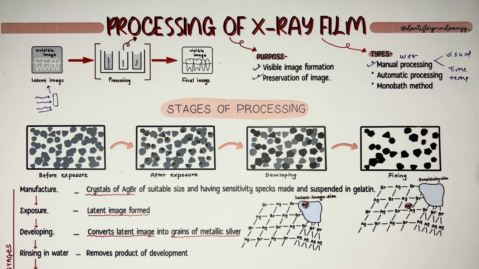Now these are the most important factors in the processing of the film. Time and temperature are a very important part of the processing. Why? Because if you are keeping the X-ray film for a very long time, that will hamper the image quality, and if you are keeping it for very little time, that will also hamper the image quality. And if the temperature is too high or too low, that will deteriorate the image.